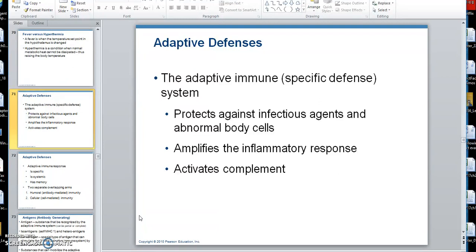The third line is one that has to be created. The other two, which were the innate, will fight against anything. But now in this third line, it has to be created. So there's a lag time. And this is called the adaptive defenses, the third line. After you get past that, you're going to need help, outside help. So it protects against infectious agents, abnormal body cells, which would mean like cancer cells, amplifies the inflammatory response, and you can activate complement.